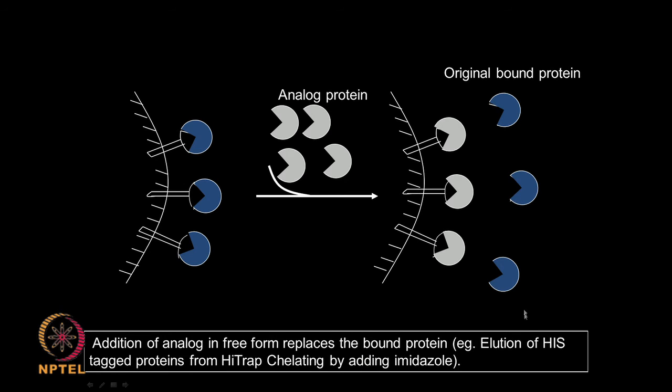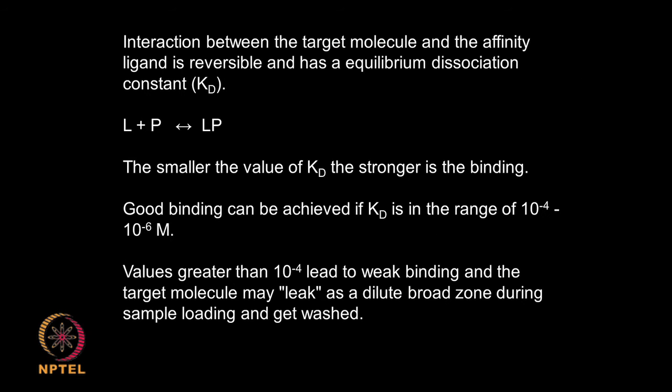For example, elution of histidine tagged protein from histidine trap chelating column by adding imidazole. So, imidazole will replace the histidine tagged protein. So, basically when you are looking at a ligand and a protein, there is an equilibrium constant, the dissociation constant. So, ligand plus protein gives you LP, the complex.